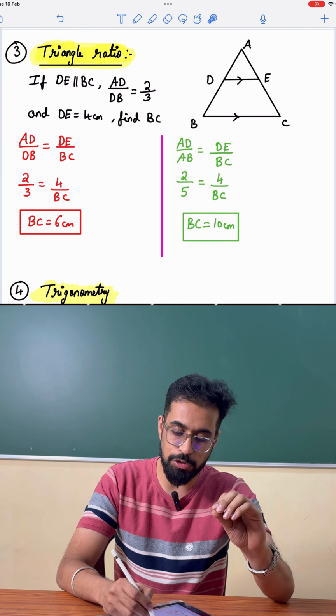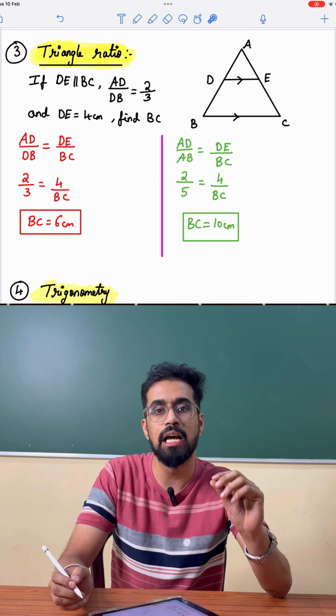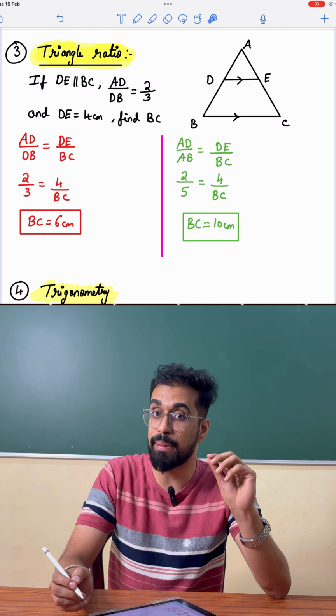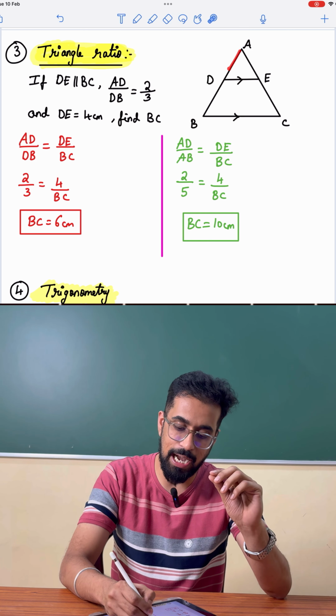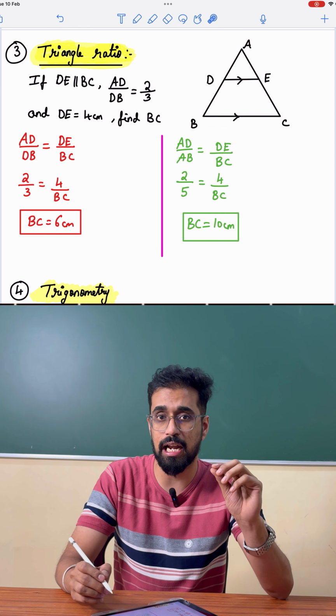Instead, we need to take the ratio of AD to AB. That is, whenever we involve parallel sides, we should not use BPT, we should use similarity. The ratio of AD to AB is equal to the ratio of DE to BC. That would give us the correct value of 10 here.